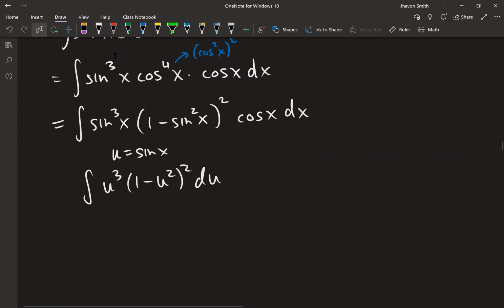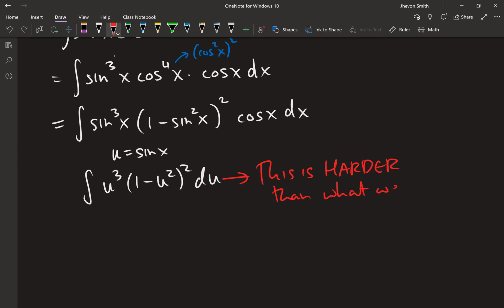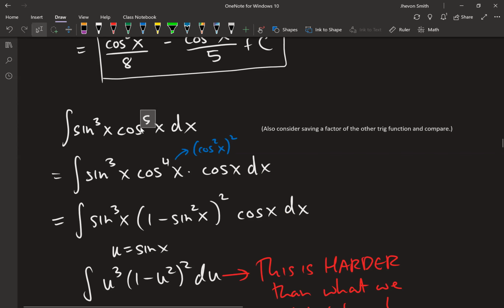Now, we can still get through this, but I want you to notice this is harder than what we did last time. It's not that you get it wrong. It's that you're giving yourself more work by saving a factor of the larger power. And in fact, if this 5 was something larger, like 17, then this power would have been 16. And then you would have to do this raised to the 8th, and it's going to be significantly harder.